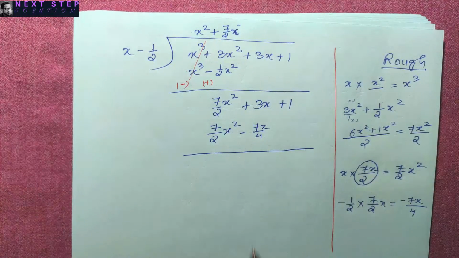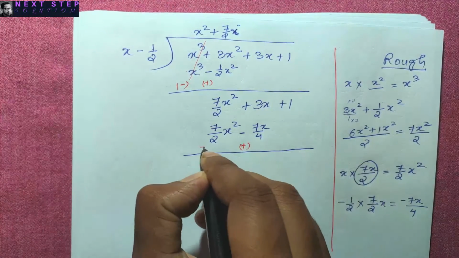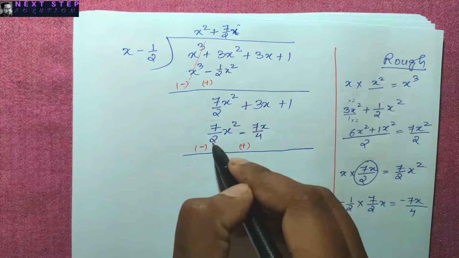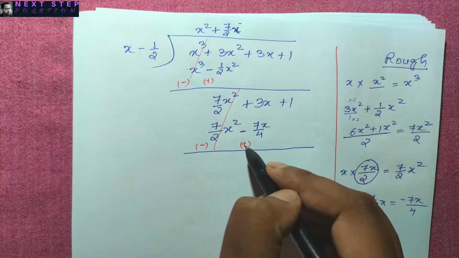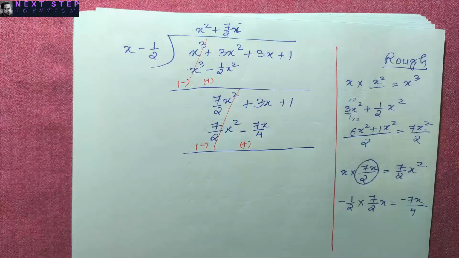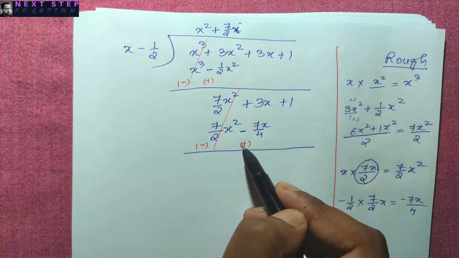Now we change the sign. This becomes positive and this becomes negative. 7 by 2x square minus 7 by 2x square becomes 0. Now we need to add up this. This is 3x and this is plus 7x by 4. Remember, once again, this is no more minus, it is plus.